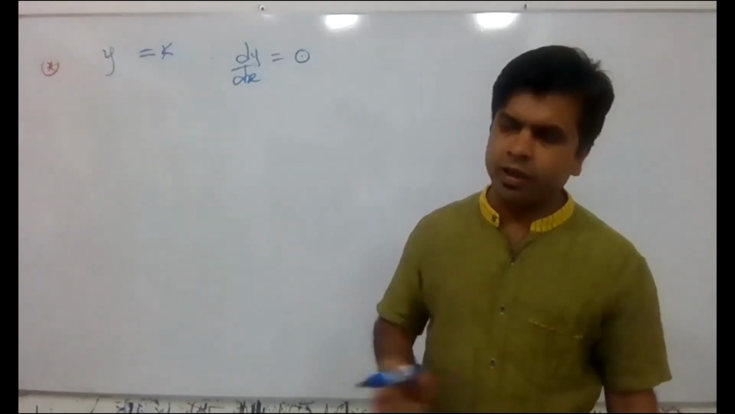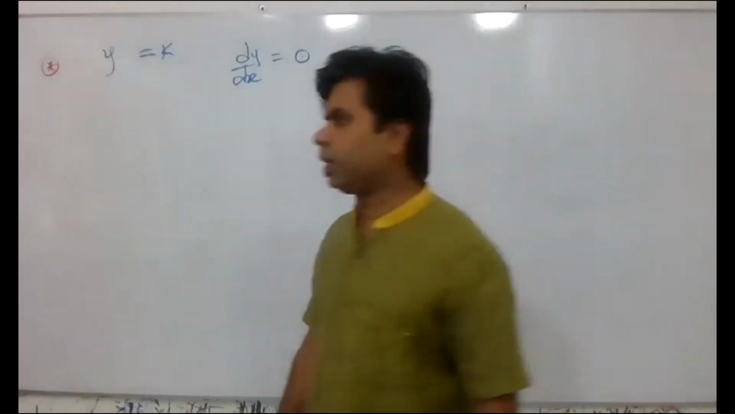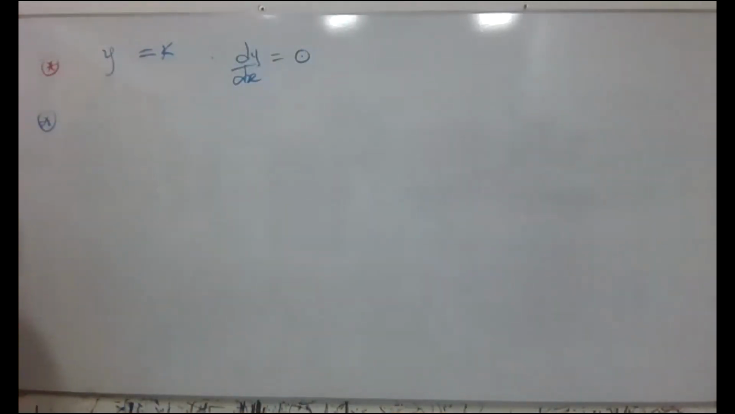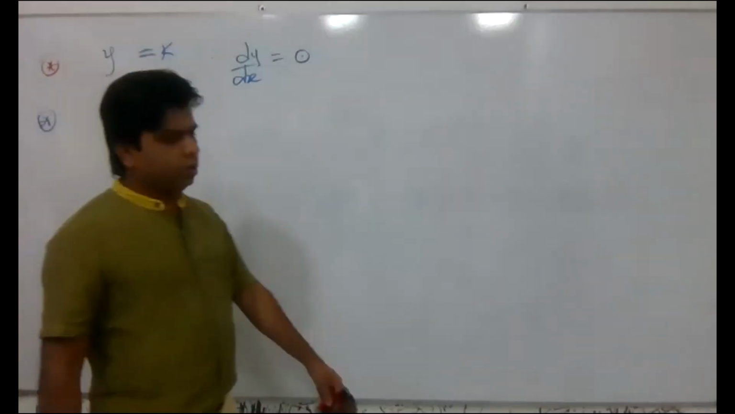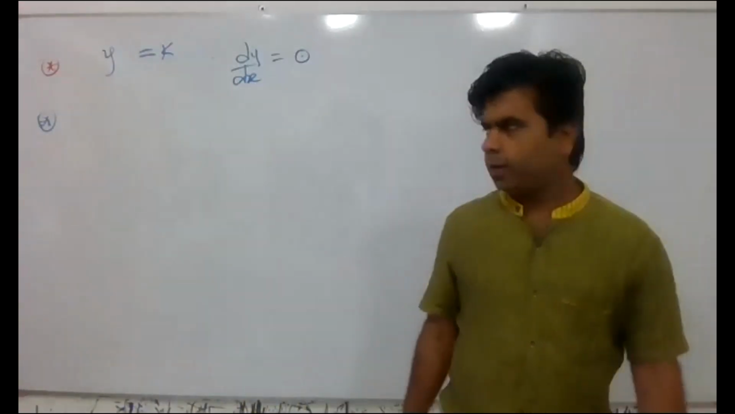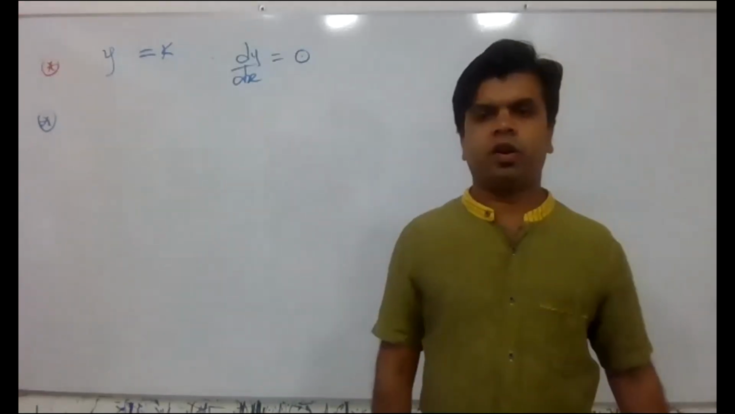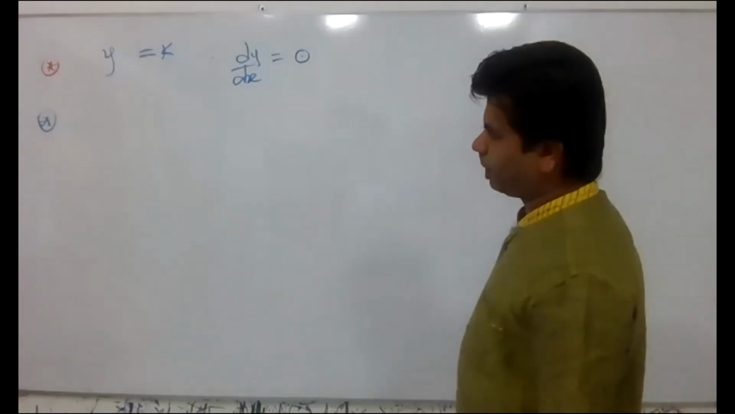So until that, just follow my instructions. Clear? Okay. Then next, write down: if y equals k, then dy by dx equals 0. The gradient of a constant is 0 always.